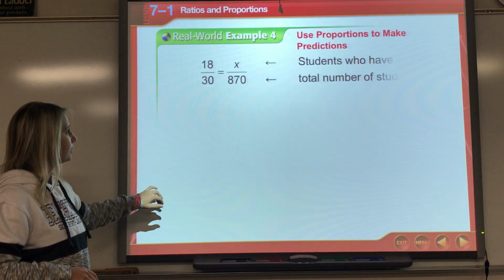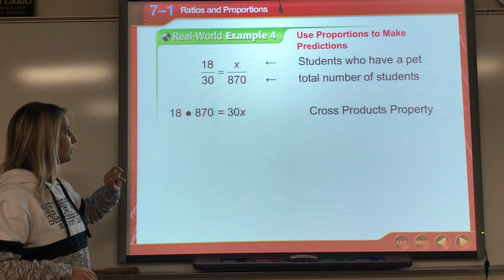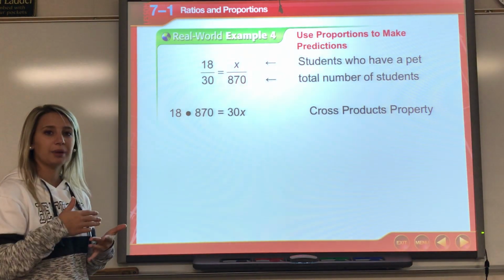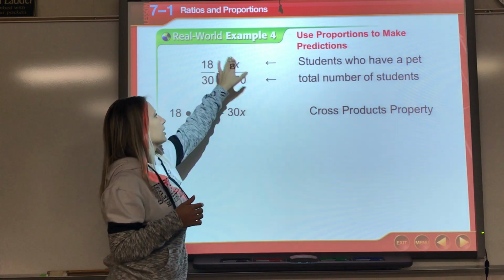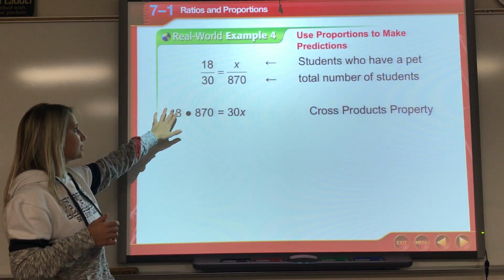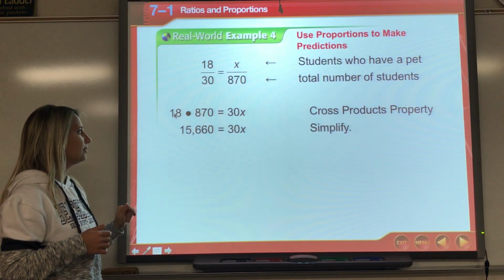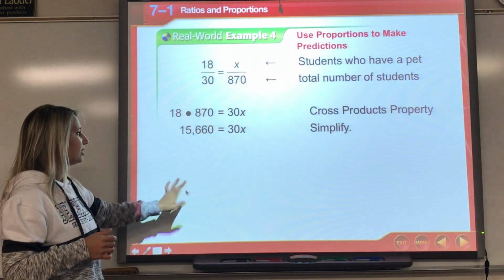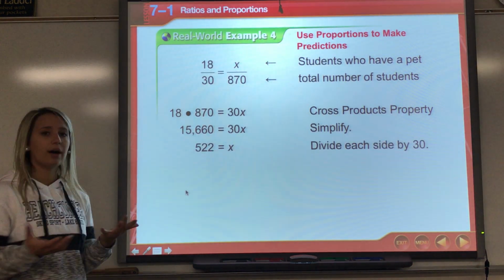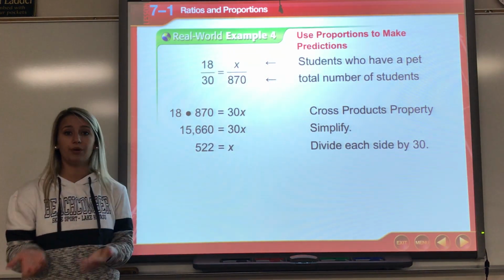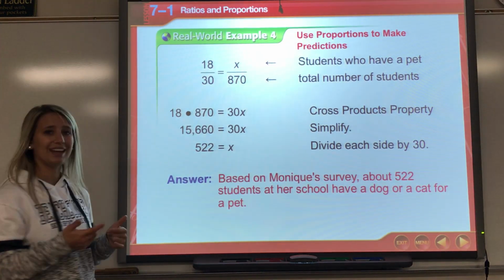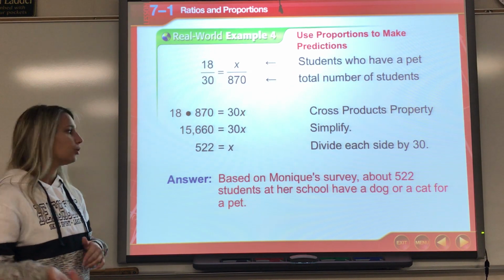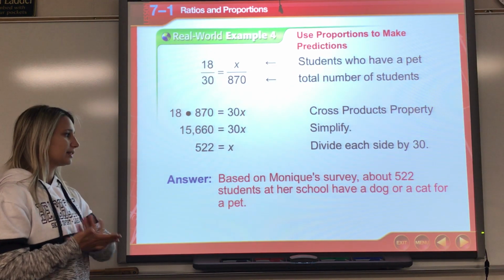Okay? So we go ahead, we apply the cross products property, so we take our one crossy equal to our other crossy. All right, we're going to simplify on this side, divide by 30 to find x. So our answer is that there should be, if we were predicting, about 522 students out of that 870 students who would have a pet that's a cat or a dog.